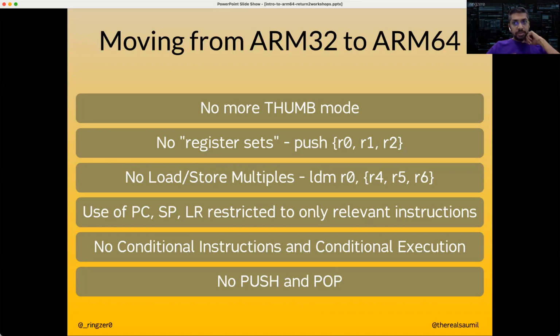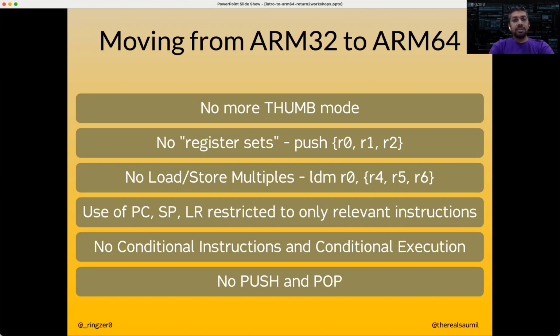The other big difference is in ARM32, you could use the program counter, stack pointer, link register in any instruction. There was no restriction. You can do multiplication of the program counter. It'll screw up everything, but you can still do it. Nobody stopped you from doing that. Now, the use of program counter, stack pointer is restricted to only a few instructions. You can't use these registers in any instructions of your choice. What that means for shellcode, it's getting tougher. What that means for ROP gadgets, it's getting tougher.